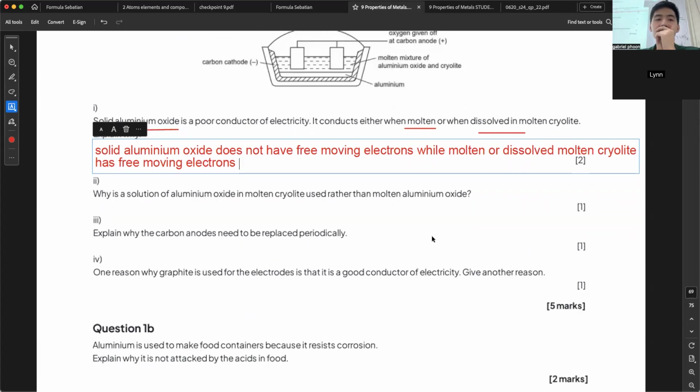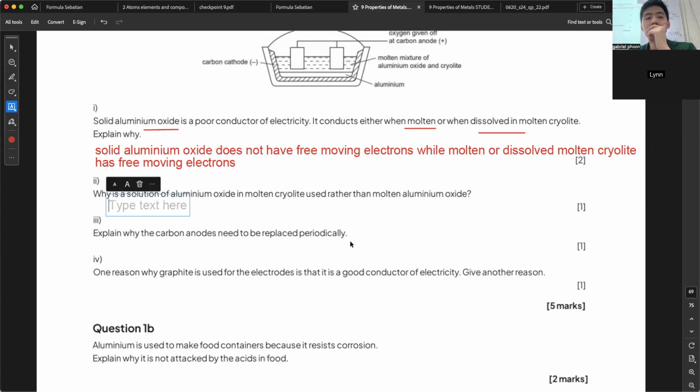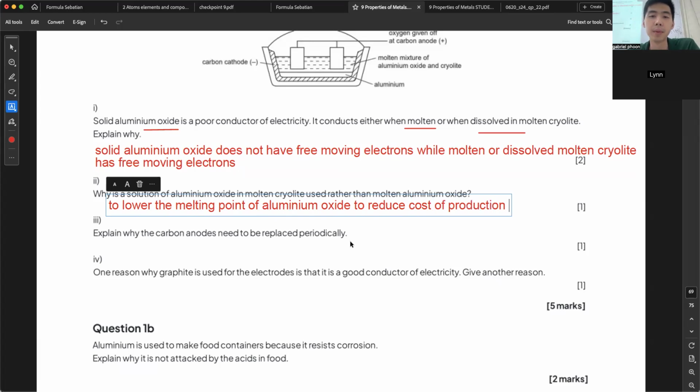Okay, anyways, why is a solution of aluminium oxide in molten cryolite used rather than molten aluminium oxide alone? Why do we use cryolite again? Yes, to lower the melting point of aluminium oxide, to reduce cost at the end of the day, reduce cost of production. Bam, another 1 mark.